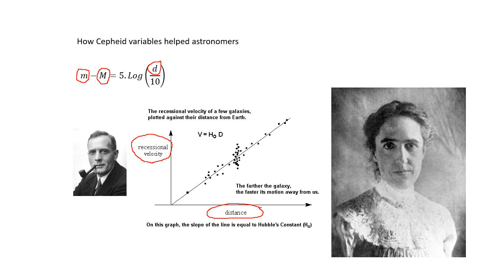In effect, he was standing on the shoulders of the giants in physics, like Henrietta Leavitt, that came before him, to come up with the discovery of Hubble's law, which shows that there is a linear relationship between the distance that a star is from us and how fast it is moving away from us.